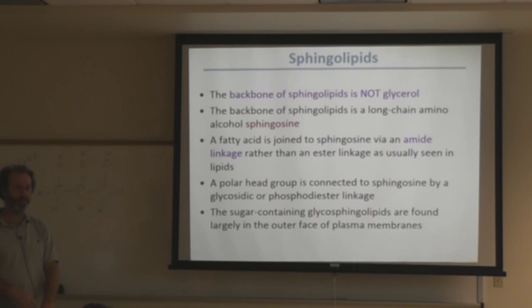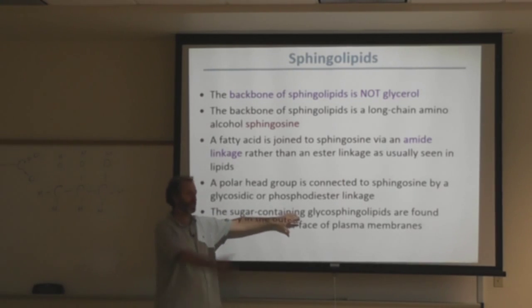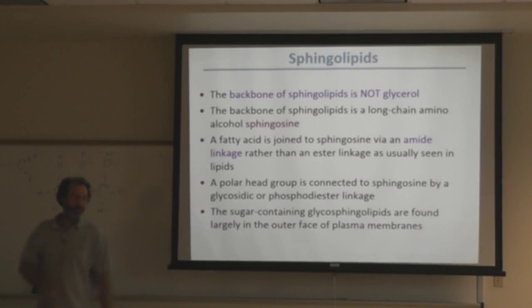So what do you think that'll be involved in? Transportation and signal transduction. Well, a lot of these are involved in immunogenicity, like for tissue. So like your blood types depend on the sugars that you have attached to a sphingosine.